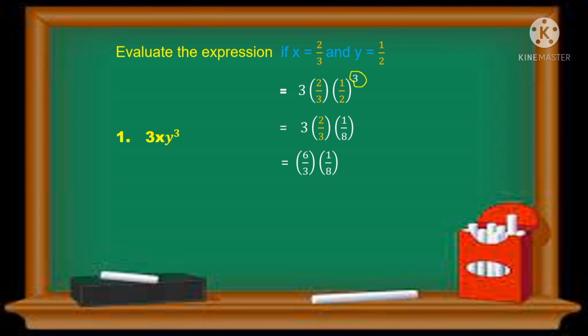3 times 2/3, so 3 times 2 is 6 over 3, times 1/8. Therefore 6 over 3 times 1/8, so you can cancel this. 6 divided by 3 becomes 2 times 1/8. So 2 times 1 is 2 over 8. So our answer is 2 over 8, or you can reduce it by dividing both numerator and denominator by 2. So 2 divided by 2 is 1, 8 divided by 2 is 4. So it gives us an answer of positive 1/4.